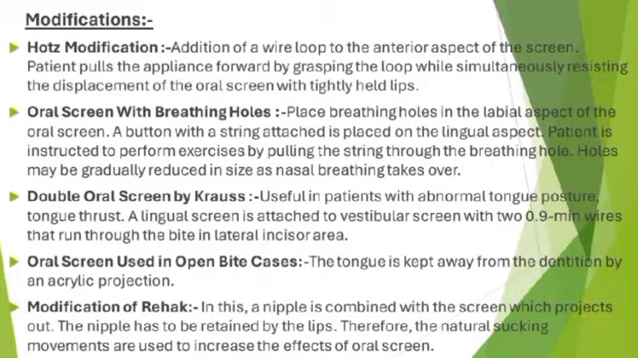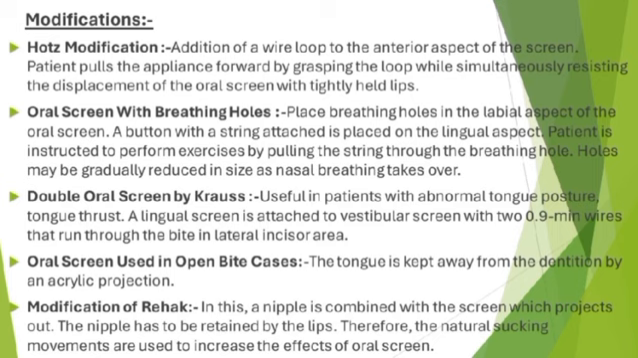Now let's learn about modifications of oral screen. The first one is Hort's modification. Addition of a wire loop to the anterior aspect of the screen. Patient pulls the appliance forward by grasping the loop while simultaneously resisting the displacement of the oral screen with tightly held lips.